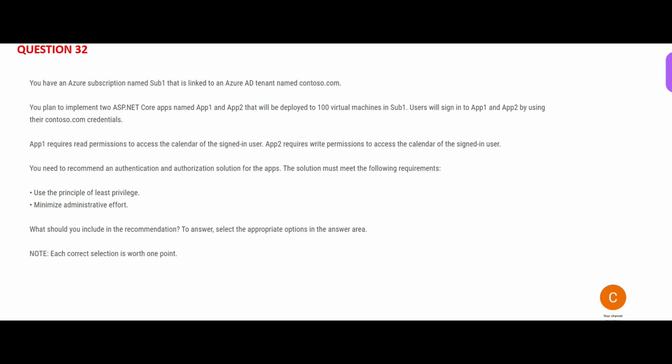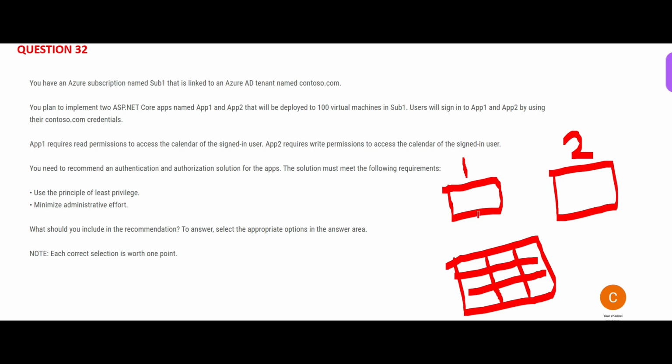See, this question, it's a bit of a long question, very boring. But if you see, they are saying that they have two apps. So this is app one, and this is app two. Both apps want to access the calendar of the users. This is the calendar. Both apps want it, but one app will use read, the other app will require write access. So the app needs access to the calendar. You have to tell what should be used for authentication and authorization.